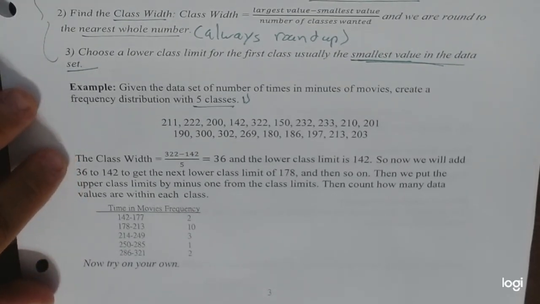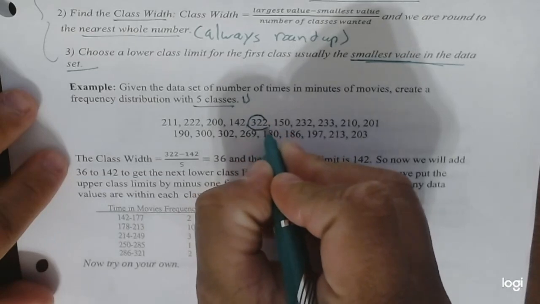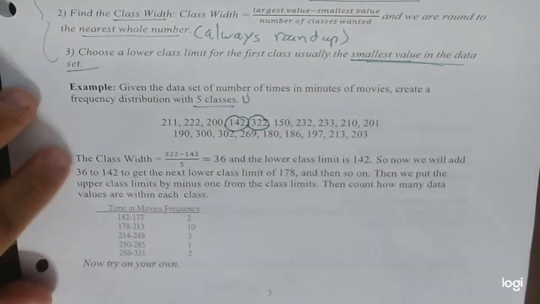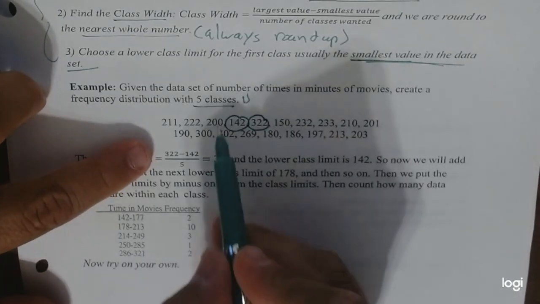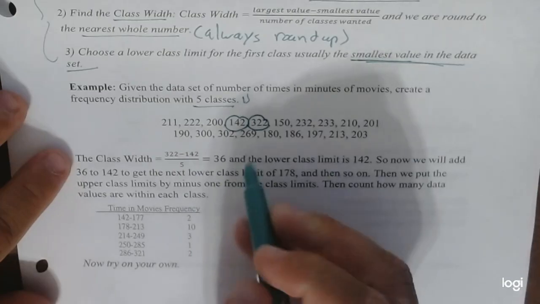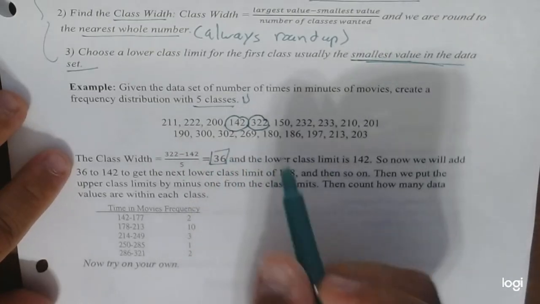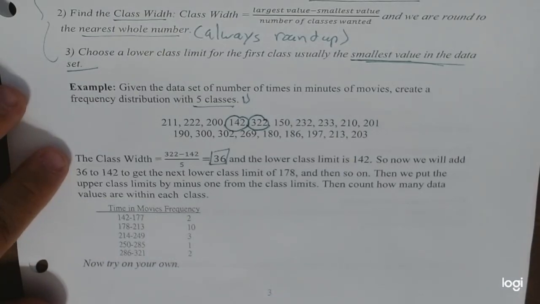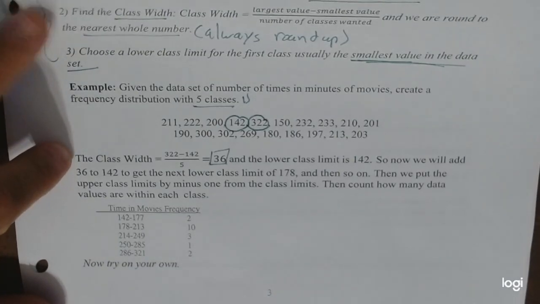So we want the largest number and the smallest number. The largest number in the data set is right here. The smallest number in the data set is right next to it. So we subtract and then divide by how many classes we want, which is 5. Subtracting and dividing by 5 gives you exactly 36, which means we do not have to round. It's a whole number, so we're good. Now we're done with step 2.